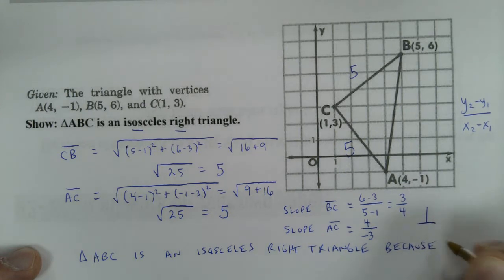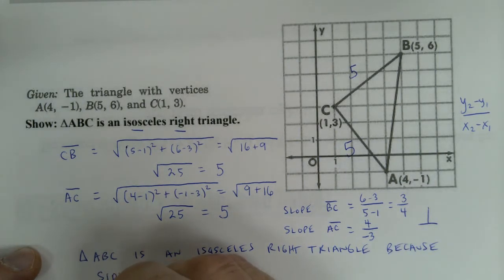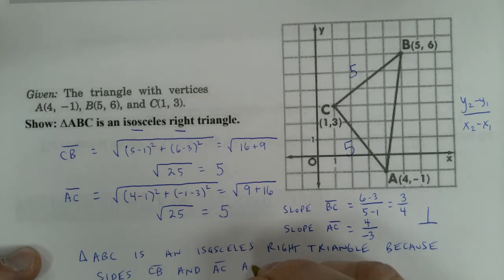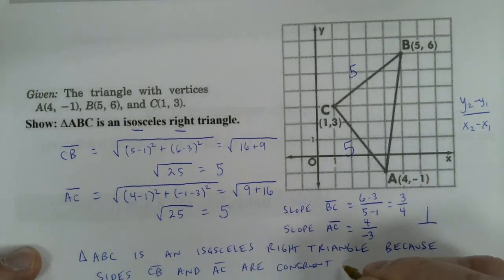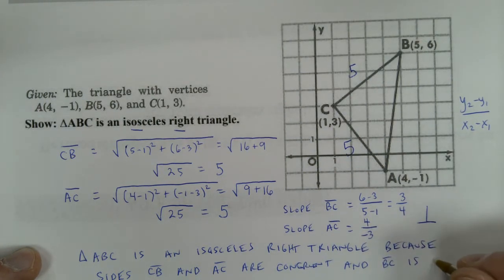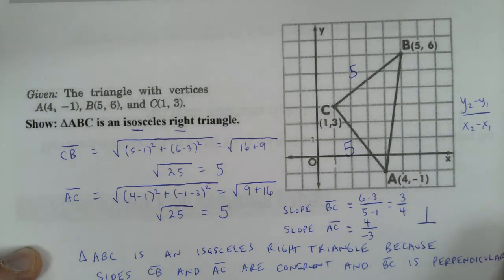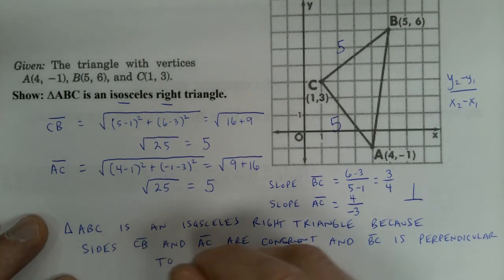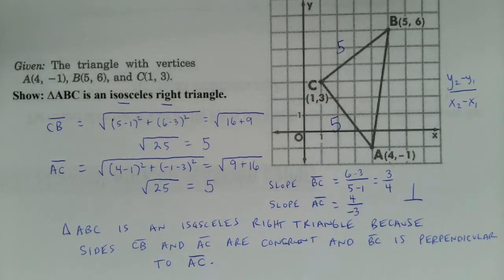because sides CB and AC are congruent and BC is perpendicular to AC. And that would complete your proof then.